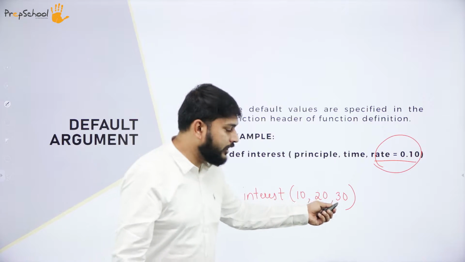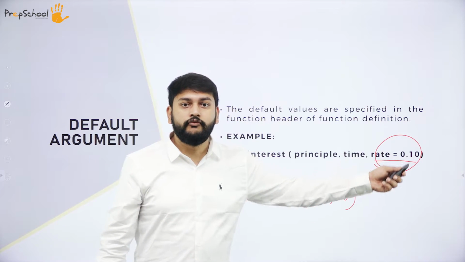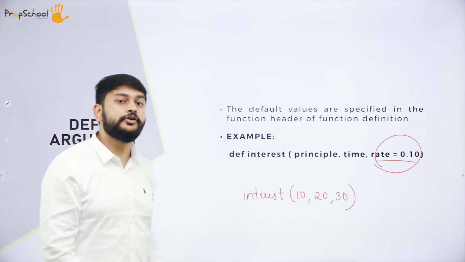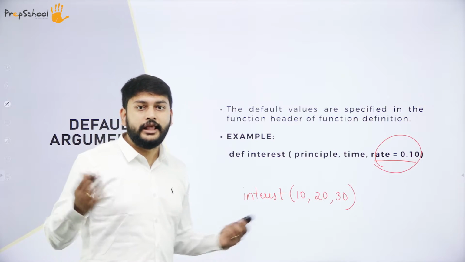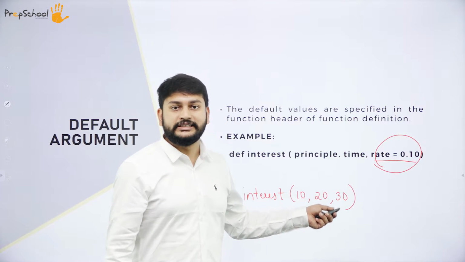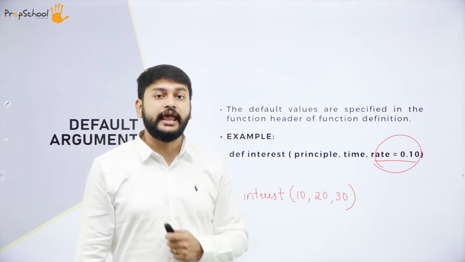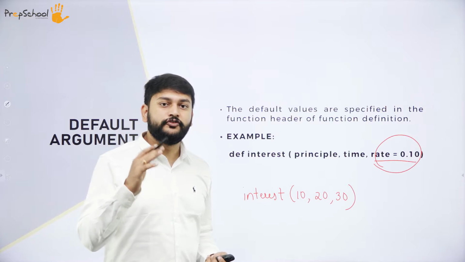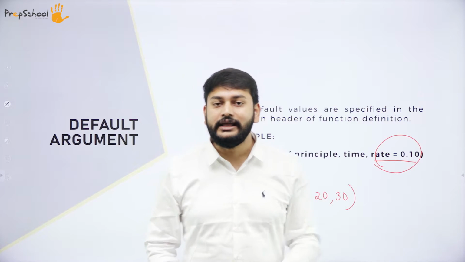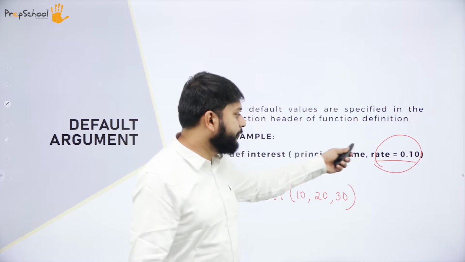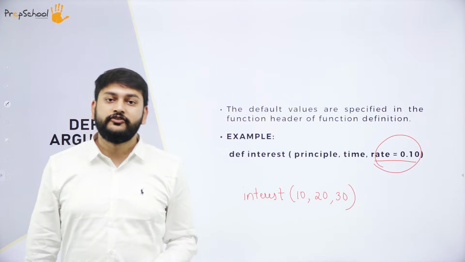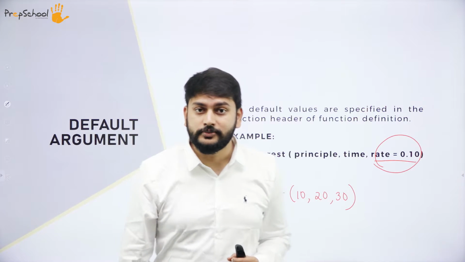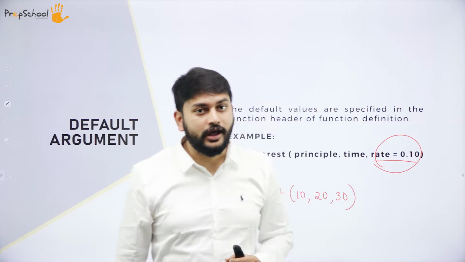Suppose I write 30, so what will happen? The rate value will be 30. That is what you need to understand. Even if you pass it, there will be no error. Whatever value you pass will get assigned to rate. So why do we have this default? Suppose you forget to pass the value, automatically the default value you have given will be considered for the rate parameter. That is the speciality of default arguments.